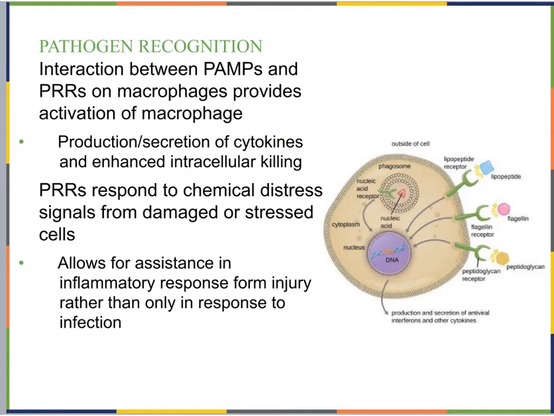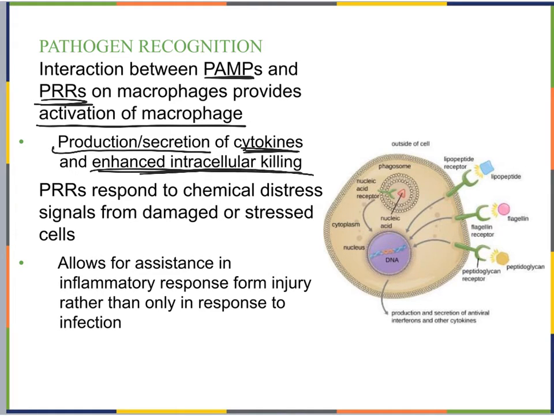So you can see an image on the right here of what we've been talking about. This interaction between the PAMPs and the PRRs on macrophages is going to provide an activation of the macrophage. As we said, when these cells are activated, they're going to produce and secrete cytokines and enhance intracellular killing. So if we look over here on the right, we have a lipopeptide. Like we said, that's a PAMP. We have flagellin. We said that was a PAMP, something that we find in flagella. And then peptidoglycan here. Remember, that's a PAMP as well because it's on a cell wall and we don't have those.